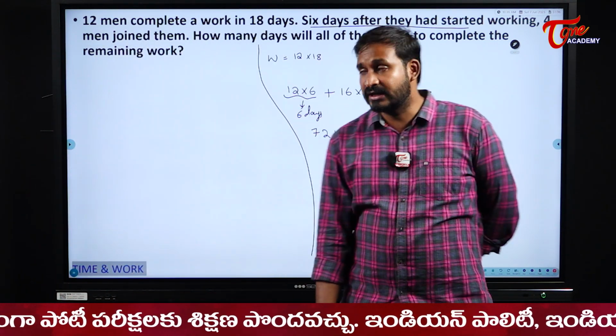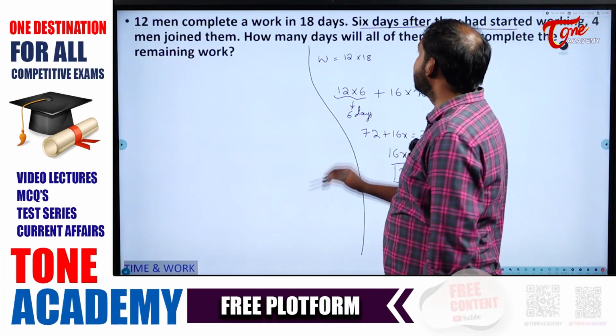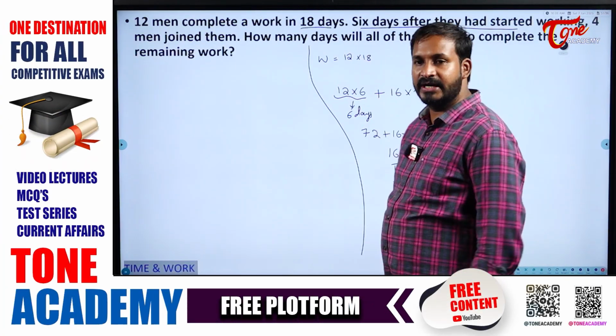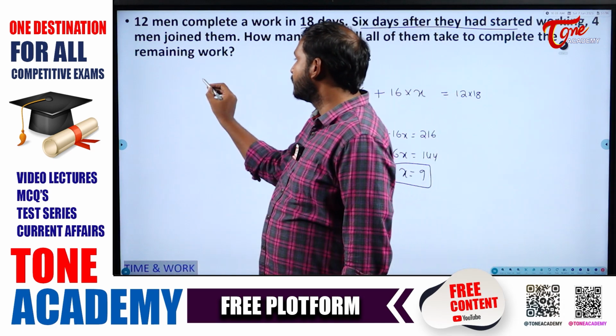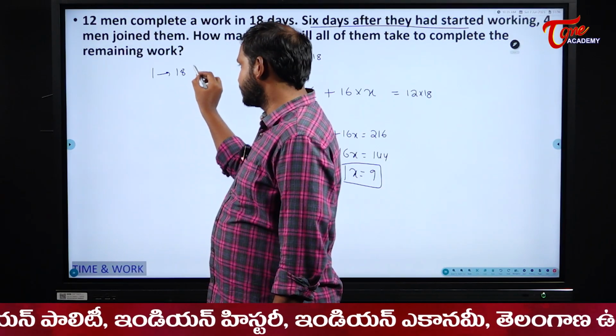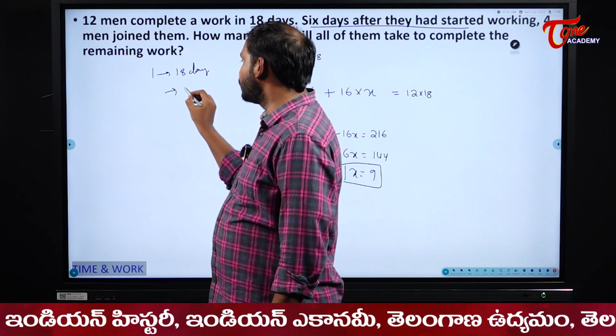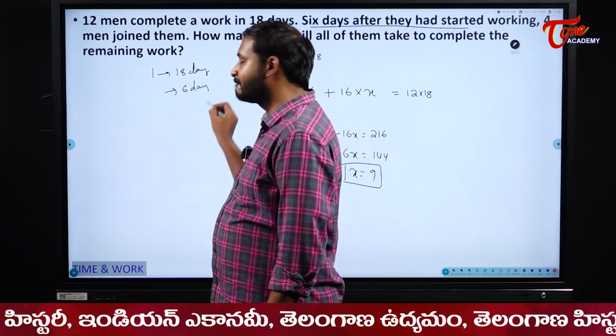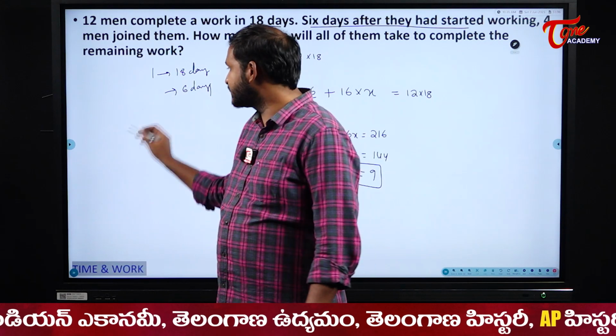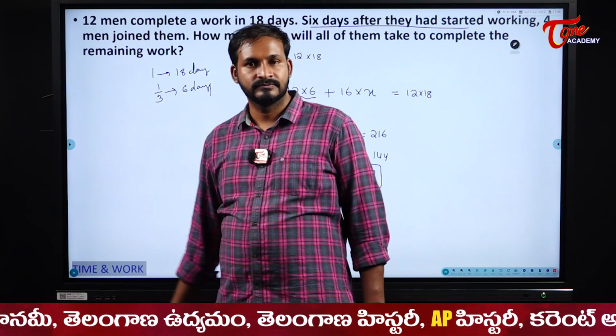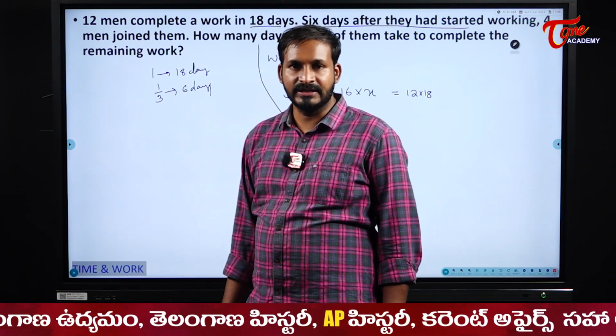Now with the work concept. In how many days can 12 men finish the complete work? 18 days, right? One complete work in 18 days. So now tell me, how much portion of work will be done in 6 days? Just 1 by 3, right? 1 by 3 of the work is done.